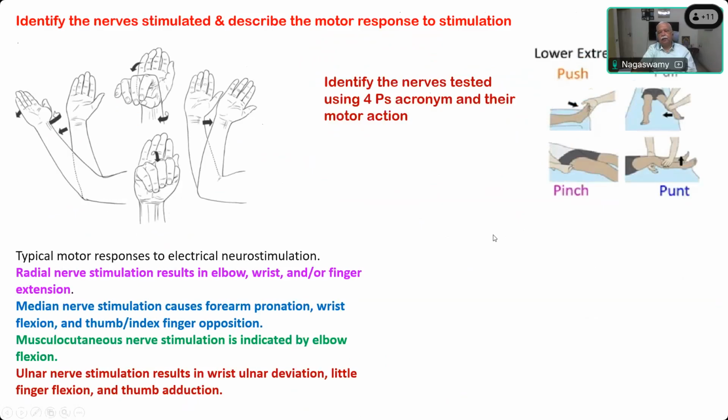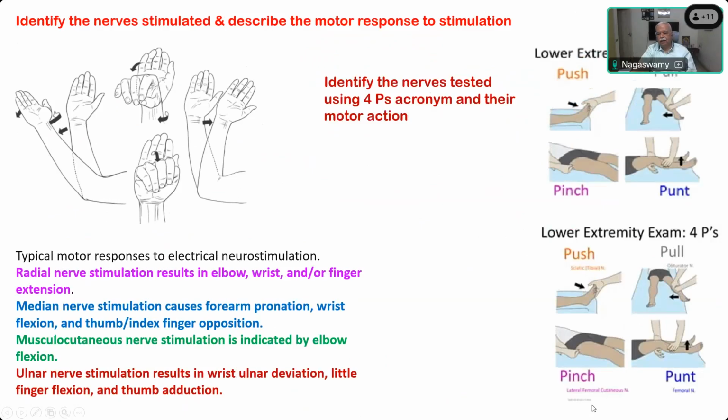Sciatic, femoral, tibial, lateral femoral cutaneous. Okay, so the sciatic nerve is tested by asking the patient to plantar flex the foot. And the obturator nerve is tested by adducting the lower limb; you prevent the adduction, and you must bring it to the midline. For the lateral femoral cutaneous nerve, you pinch on the lateral side of the thigh, and for the femoral nerve, you ask the patient to lift the limb by pressing it down. So these are the 4 tests that you do for the lower limb.